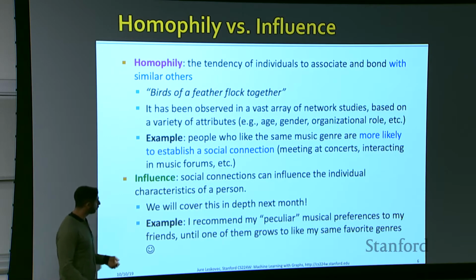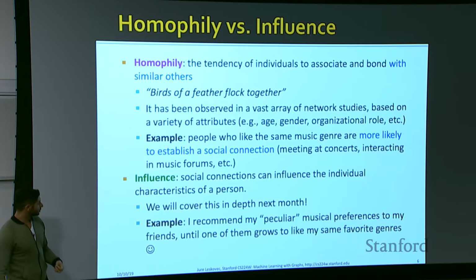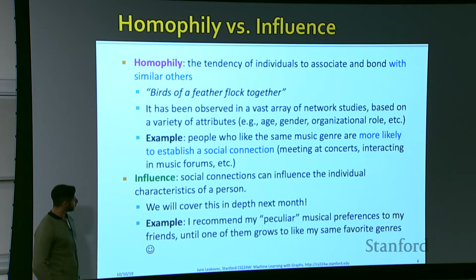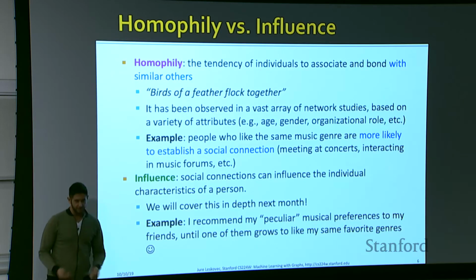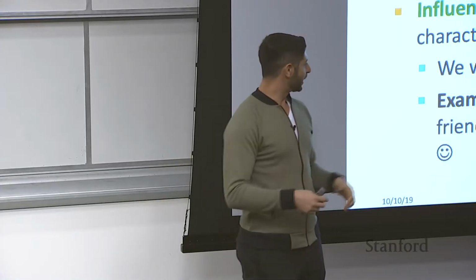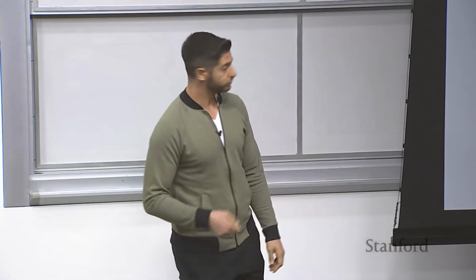Conversely, as we were saying before, your social connections can influence your individual characteristics. Likely we're going to have a couple of lectures covering exactly this topic, so I'm not going to go in depth today, but just keep in mind that this happens and it's a very well-studied phenomenon. And the example here is that we basically flip what we had before. Say that I go around and I tend to recommend my very weird musical preference to my friends, and eventually I always find someone who starts to like the same music I like, goes to concerts with me, and so forth, okay? So these are the two main correlations that you can think about.